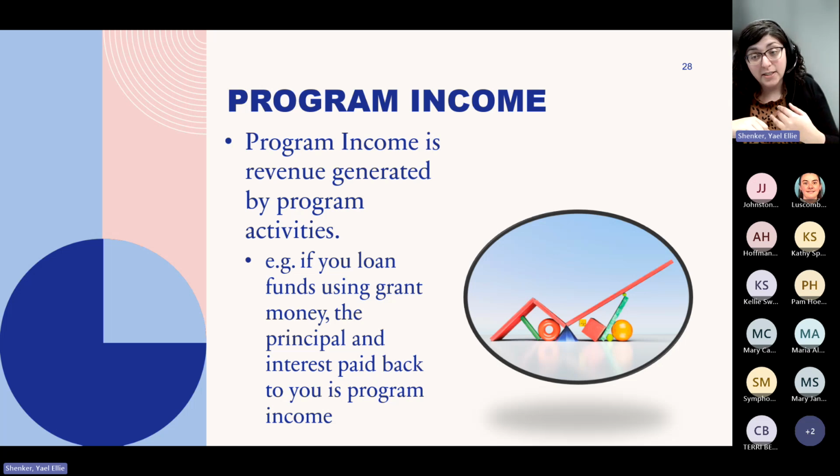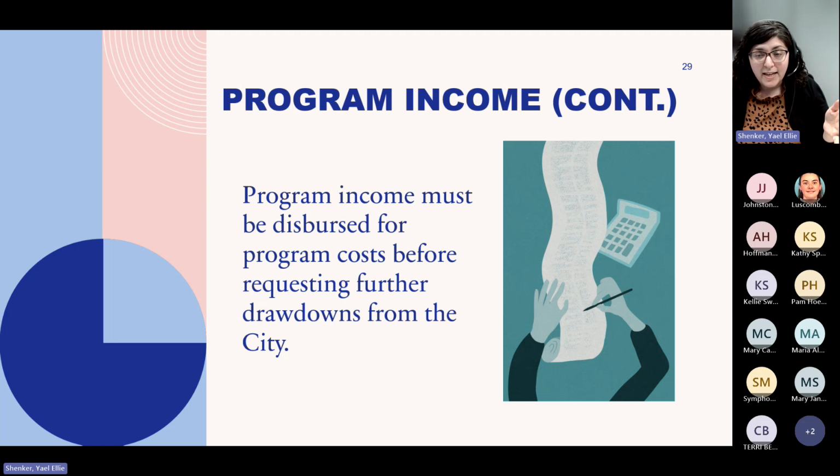But a basic example is if we give CDBG funds for you to make loans, I'm going to call it one of our programs, for making roof repairs, for instance. Maybe you as a nonprofit are covering the cost of roof repairs, but you structure it so that it's a loan to some of your clients. As you get that interest and principal paid back, that is considered program income. Now that program income needs to be applied to your program costs before you then get a reimbursement from the city and from HUD, right?